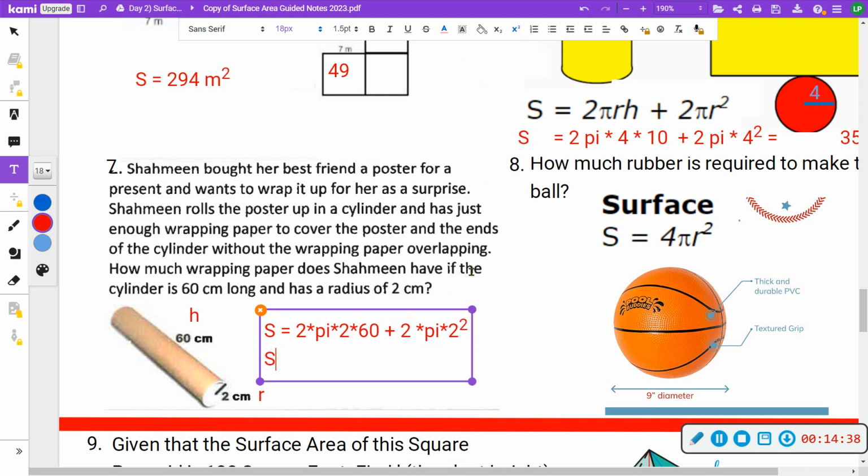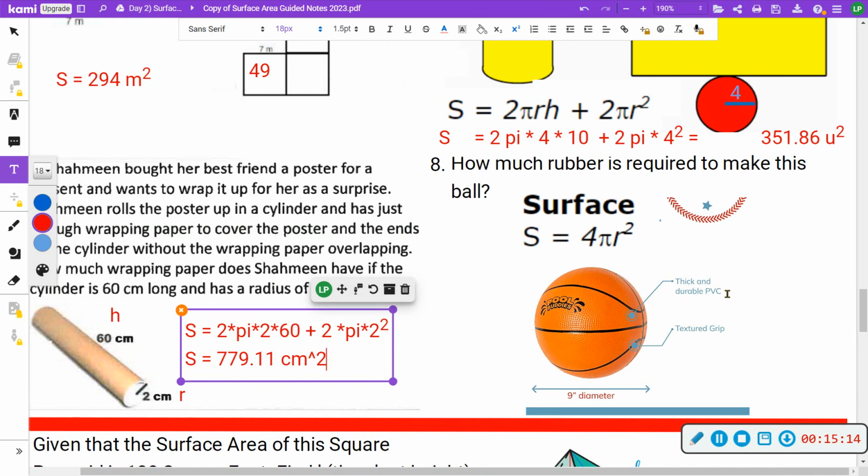And I get 2 pi times 2 times 60 plus 2 pi times 2 squared, and I get 779.11 centimeters squared. Square centimeters. It's not letting me put the second power, so I'll just do that.